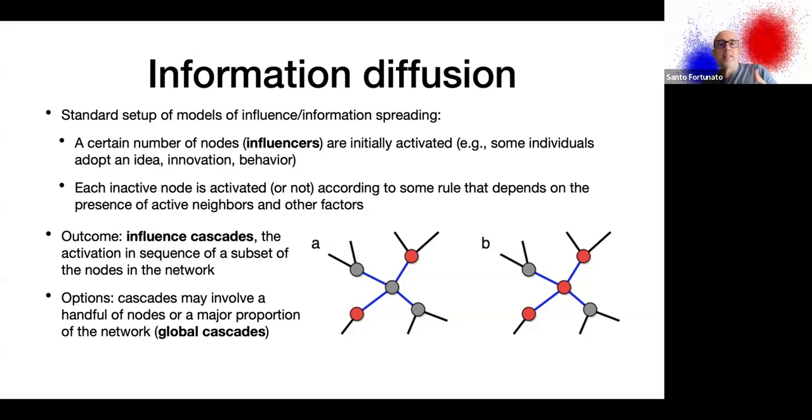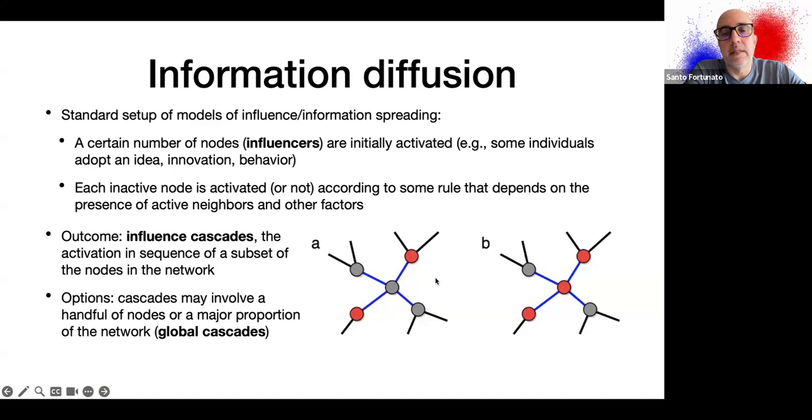It's a cascade, a succession of activations of nodes which were not initially activated, and these cascades can be of various sizes. The most interesting case, of course, and in many ways could be the most favorable or the most dangerous if you're talking about information and misinformation spreading, propaganda or fake news, is that a small set of people or agents, nodes here, could manage to affect a sizable proportion of the whole system. This would be what we call a global cascade.